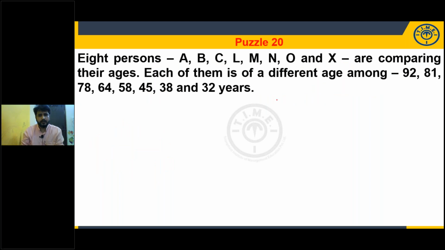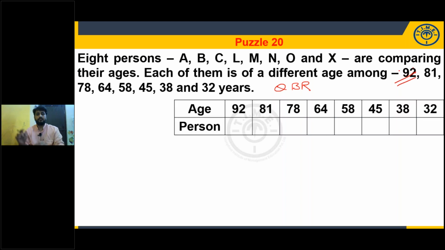Next, QBR, quant based reasoning questions. As I told at the beginning of the session, very rarely will they give you these in RRB PO or RRB clerk. What you have to do is freeze the values, either in increasing order or in decreasing order. So like this, you have to freeze the values.